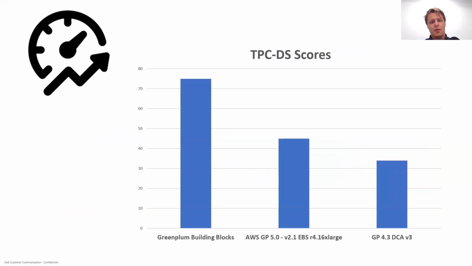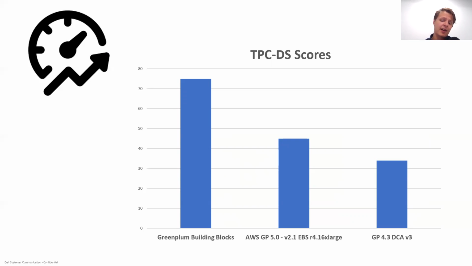So let's look at just an example to see kind of in graph format how much faster this is from its previous generation. If you look at Greenplum Building Blocks versus, and I think this was a performance configuration versus Greenplum DCA v3 performance configuration, it's about twice as high of a TPC-DS score. That's essentially an open source performance characteristic testing mechanism or benchmark mechanism.